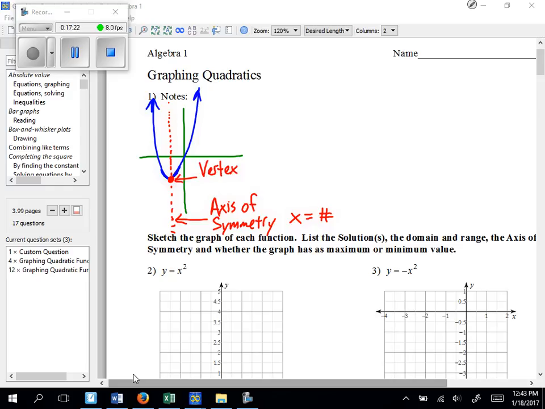When you have a vertex, that vertex is the minimum when the graph opens up. So if you look at it right now, the graph is pointed up. So that is a minimum. It's a minimum value when the graph opens up. And if the graph would go down, so if the graph would look like this, it would have a top point, so it would have a max.